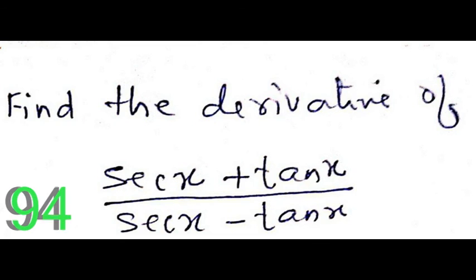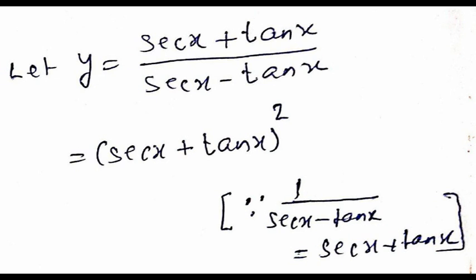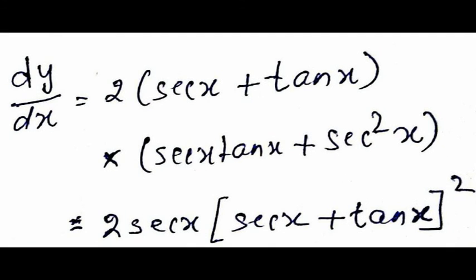Find the derivative of sec x plus tan x divided by sec x minus tan x. Sec x plus tan x divided by sec x minus tan x is equal to sec x plus tan x the whole square, because 1 upon sec x minus tan x is equal to sec x plus tan x. Taking the derivative, we get 2 sec x into sec x plus tan x the whole square.